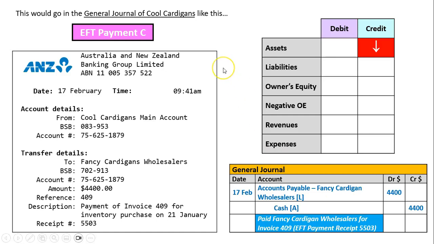So another really tricky document, probably a little bit beyond what we might be expected to know, but you never know. We're just planning for the worst. Maybe we do get a document like this, but if we just summarize it, here's us, Cool Cardigans, transferred money from our account to Fancy Cardigan Wholesalers for $4,400, and it was for payment of invoice 409 for inventory purchase on the 21st of January.